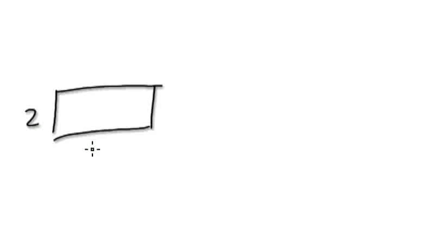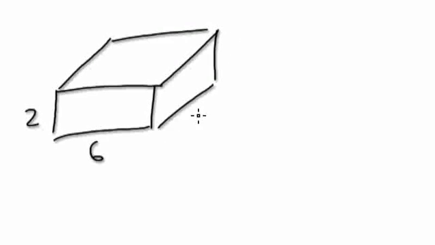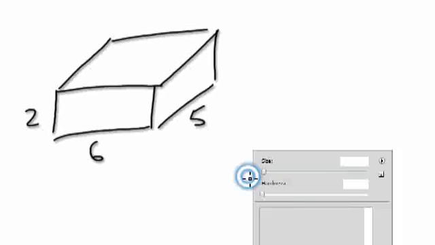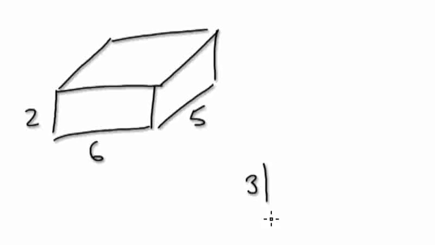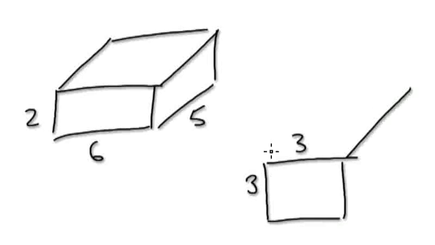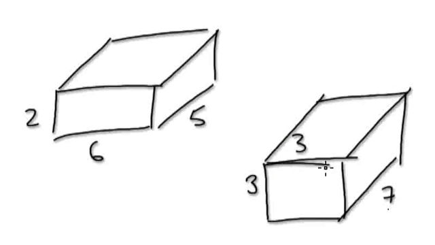So, for example, if I give you something like this, let's say this is 2 centimeters, and this is, let's say, 6 centimeters, and this is 5 centimeters here. The depth is 5. And then you've got another one which is, let's say, 3 and 3 across. And then down here it's 7. The depth is 7.